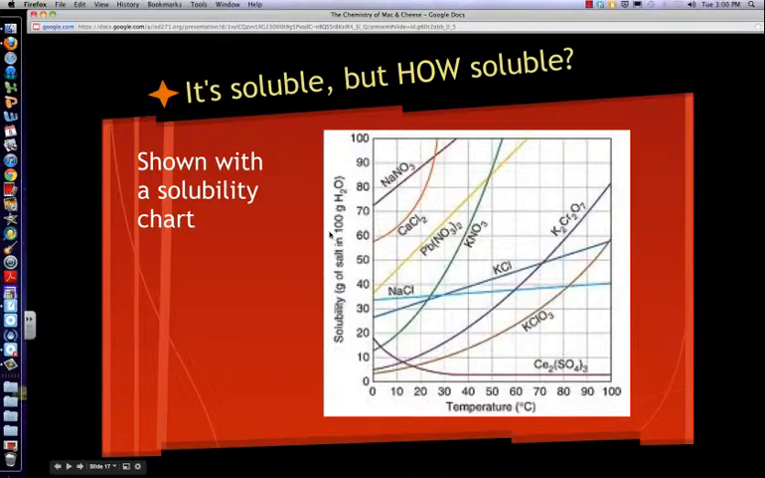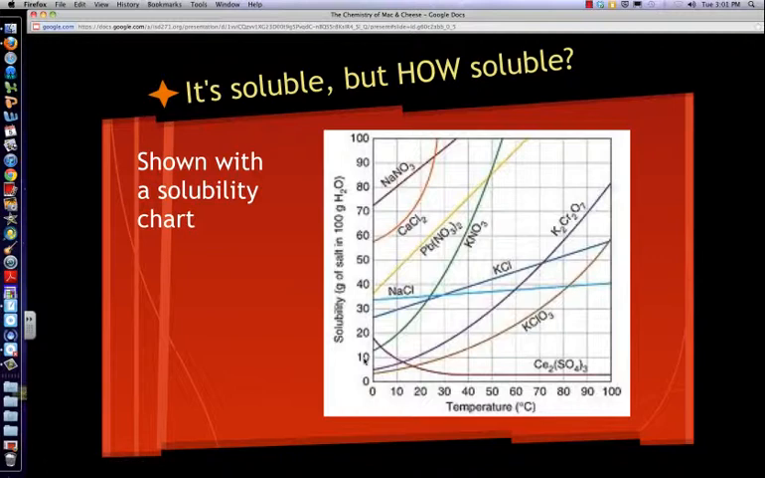Now that you know whether or not something's soluble, you might be wondering, how soluble is it? That's shown with a solubility chart, and that is displayed at the right here. You'll notice that on the bottom, on the x-axis, that displays the temperature, and it increases to 100 degrees Celsius, or the boiling point of water. And then on the y-axis, this describes the extent to which something is soluble.